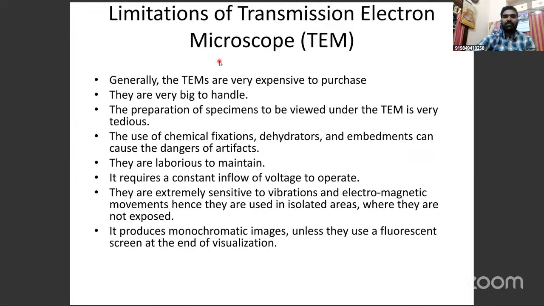Limitations of the transmission electron microscope. Actually, these TEMs are very expensive to purchase. This is one of the drawbacks. They are also very big to handle. The preparation of specimens to be viewed under the transmission electron microscope is very tedious.